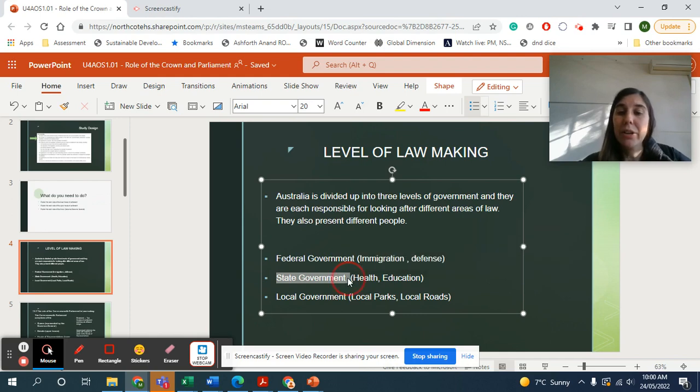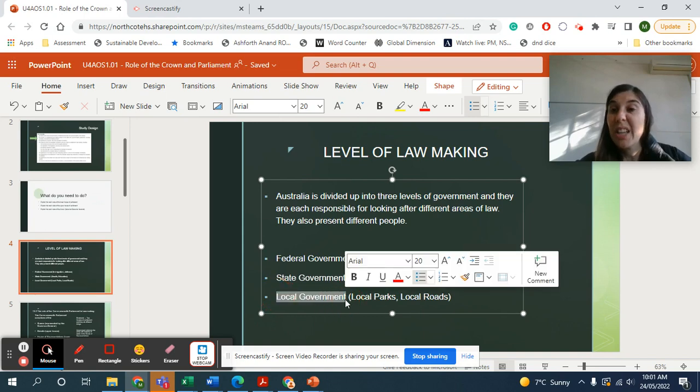Areas that they might look at include health, education, crime, and that's why when you go to different states, you'll see that everyone's got a slightly different health system, a slightly different criminal system, a slightly different education system. And then at local level, we have our local governments such as Darebin in Northcote, and they're responsible for a local area and local issues such as local parks, local roads, sidewalks, things like that. So they look after basically local problems.